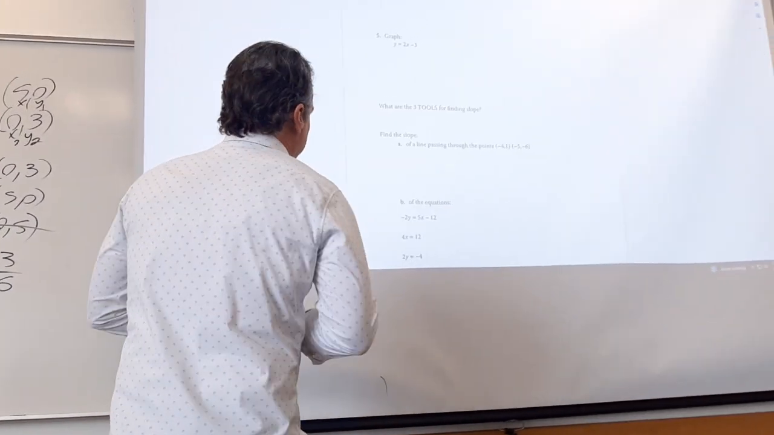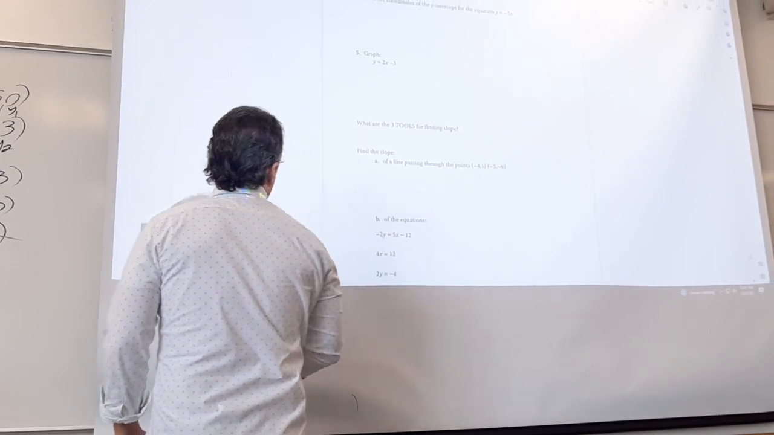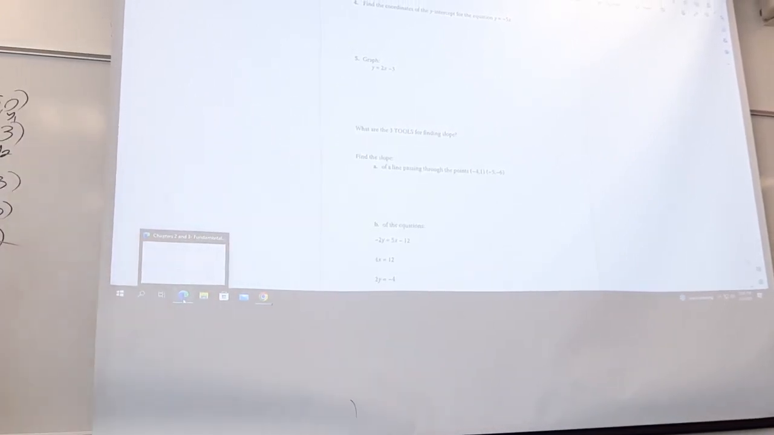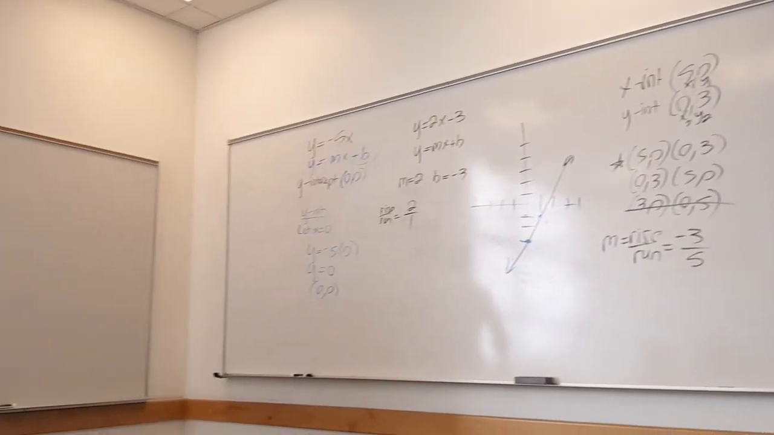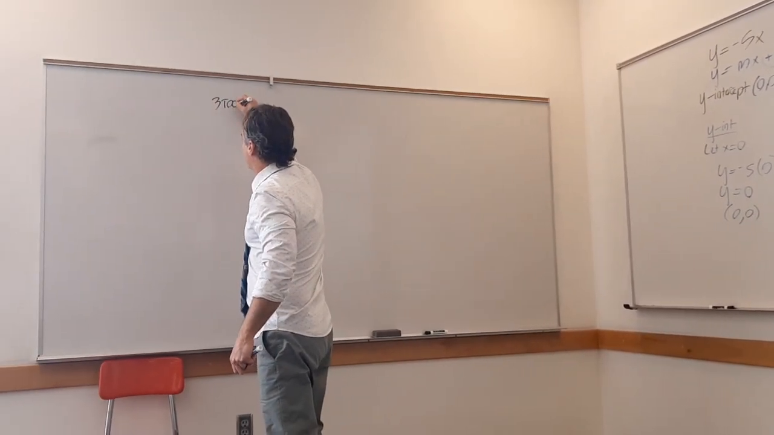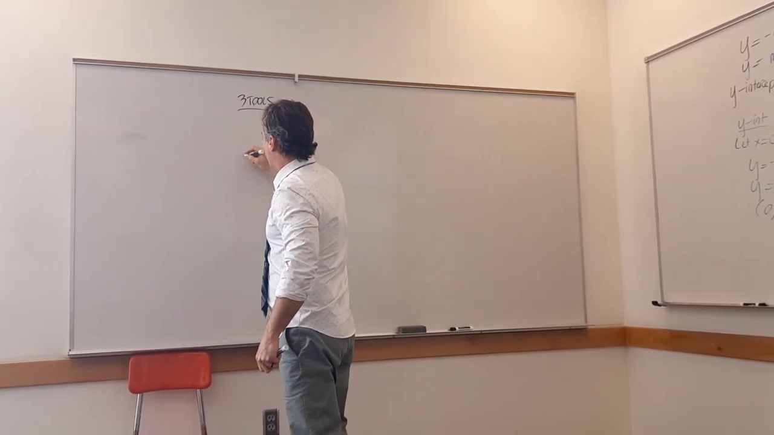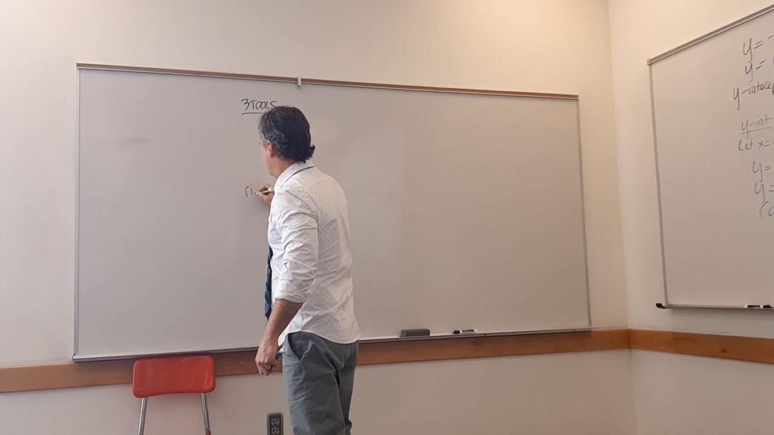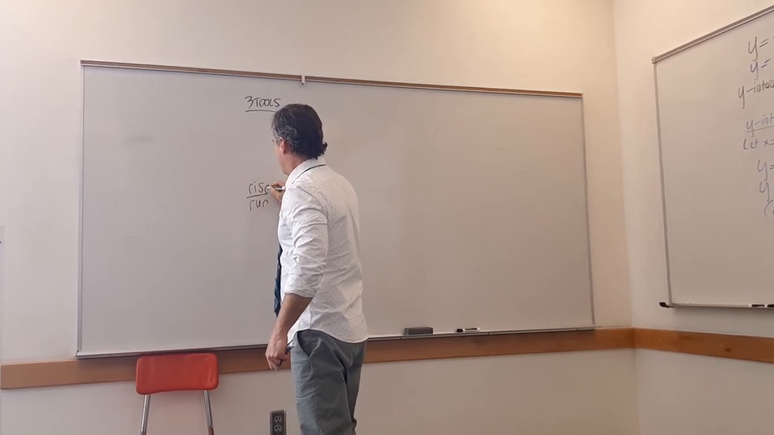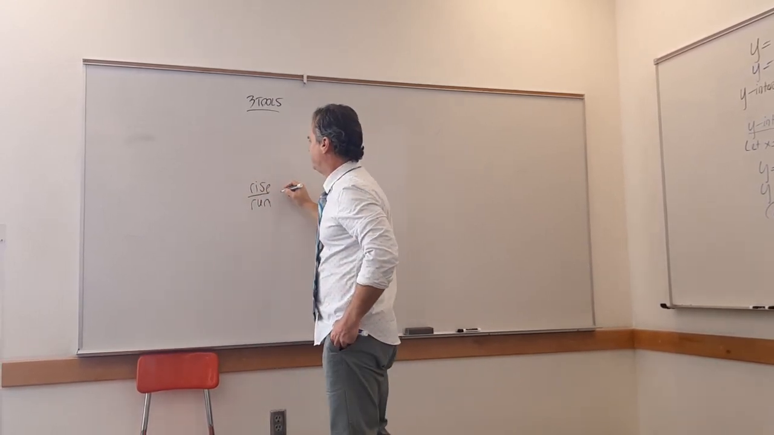I need you guys to help me right now. We need to write down what the 3 tools for finding slope are. There are 3 tools that help us find slope. What are they? Rise over run. Okay, I like it. That is definitely one tool to find slope. What's another one?